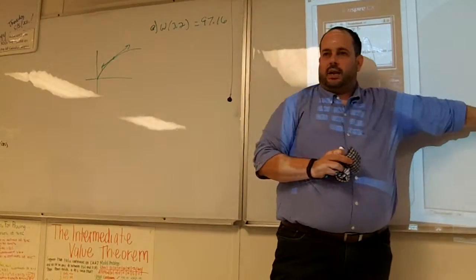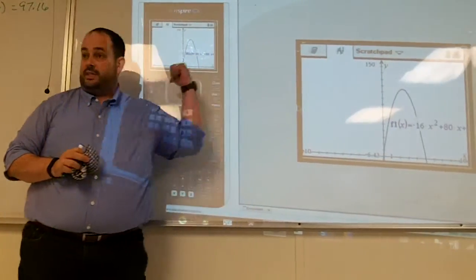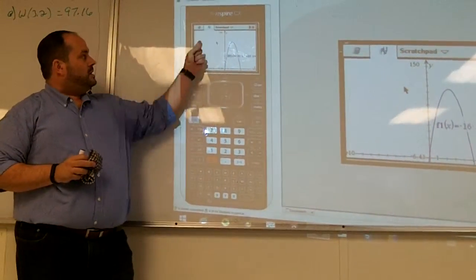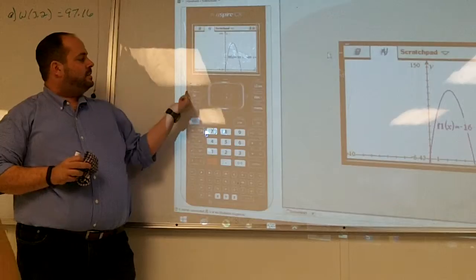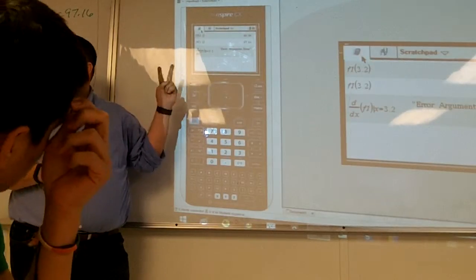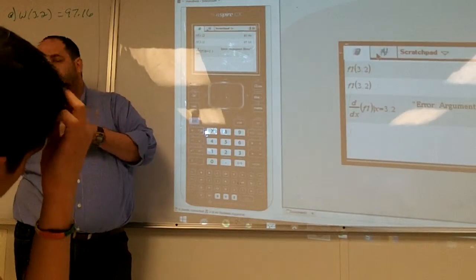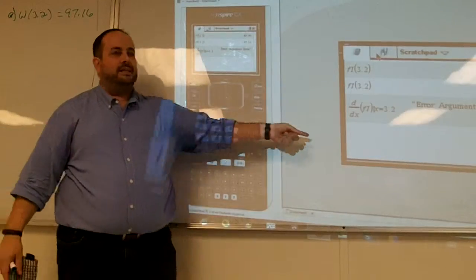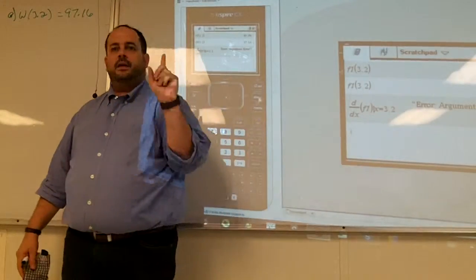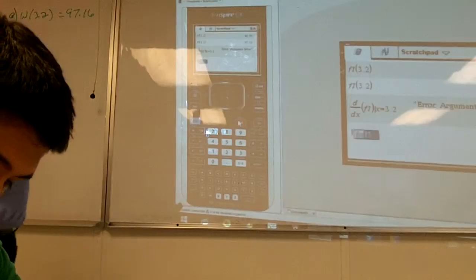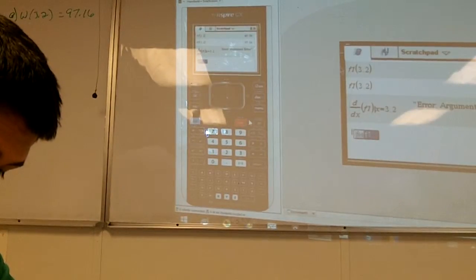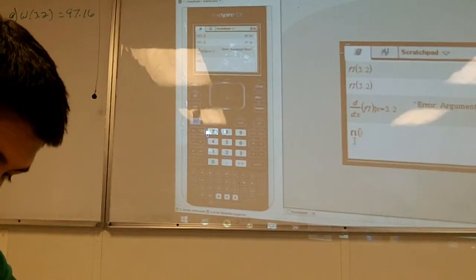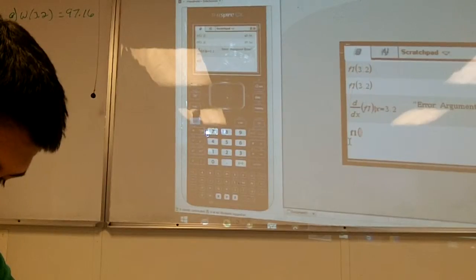Okay, so it sounds like you want to leave the graph and go over to the calculator. One way you can do that, you can click the tab at the top, or you could click this little button that allows you to flip. And what you're going to type on this screen, if you just call the function F1, is F1 of 3.2. Hit enter, 97.16.